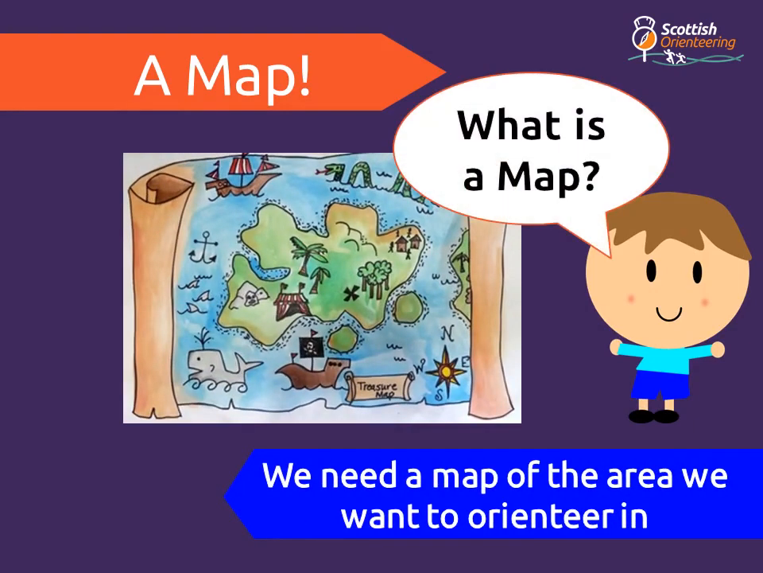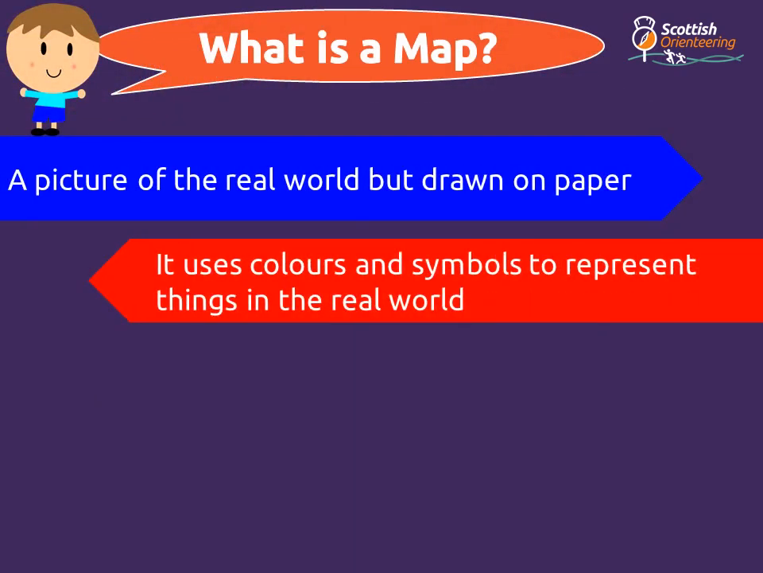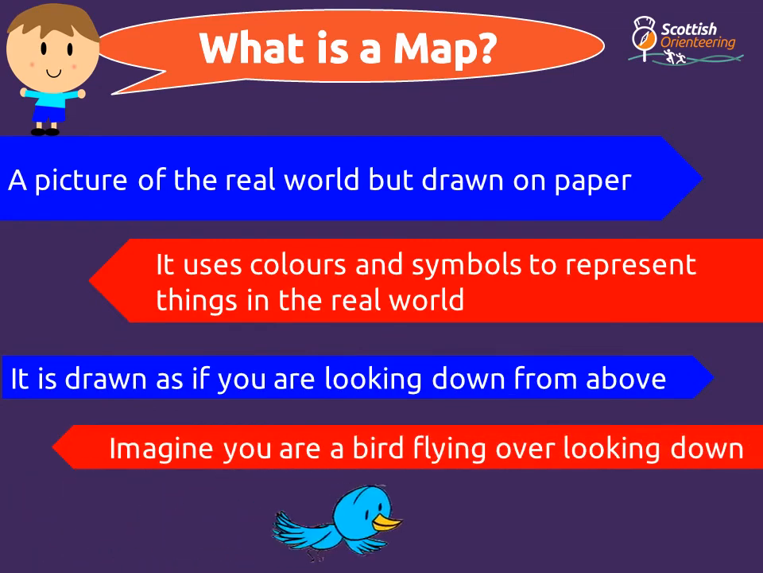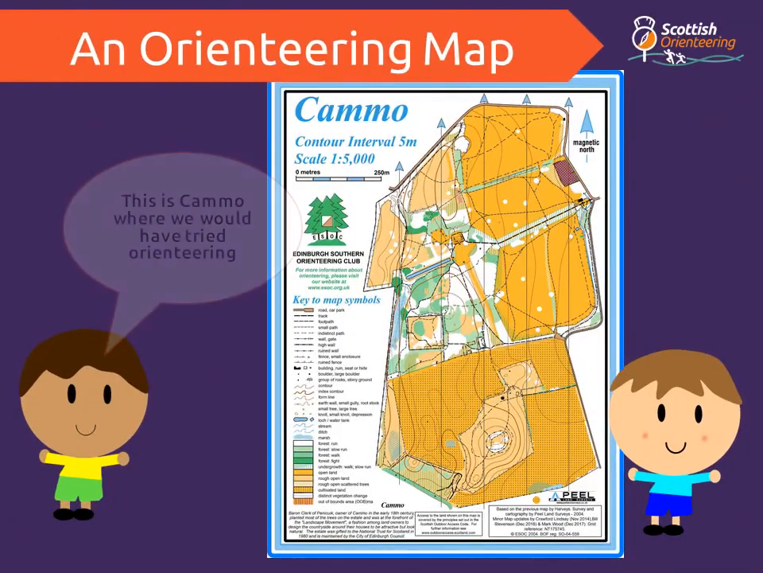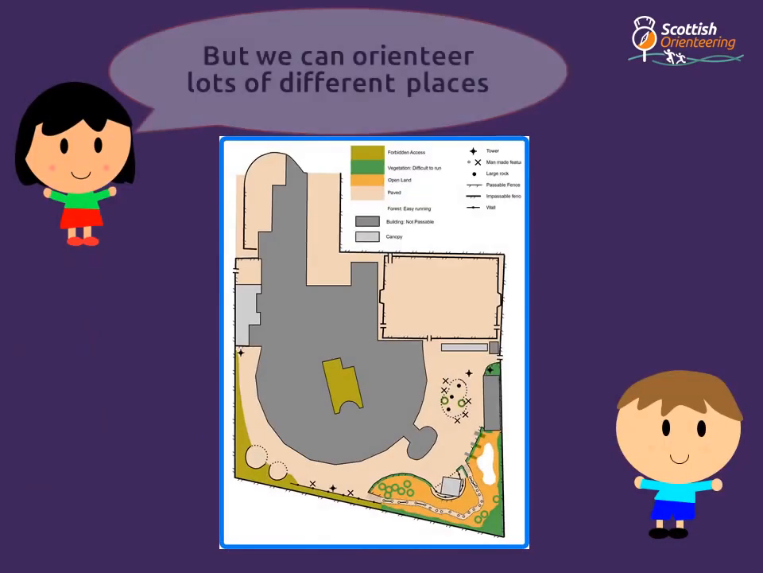But what is a map? It's simply a picture of the real world but drawn on paper. It uses colours and symbols to represent the things in the real world, and it's drawn as if you're looking down from above, so you can imagine you're a bird flying over looking down. If we look at orienteering maps, they can look really complicated with lots of detail, such as this map of Camo. However, we can orienteer anyway with all sorts of maps.